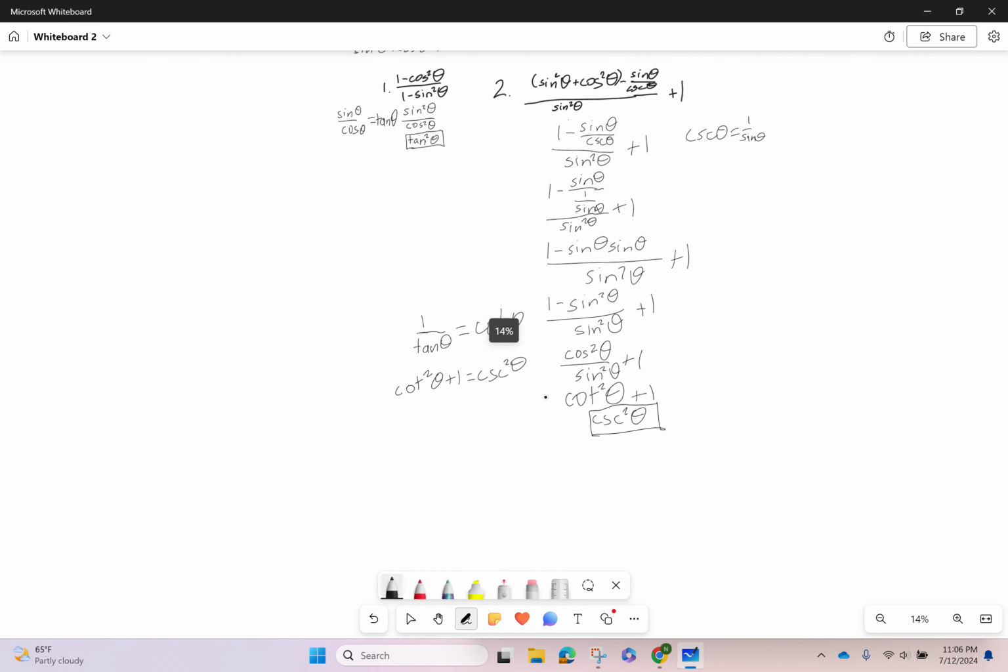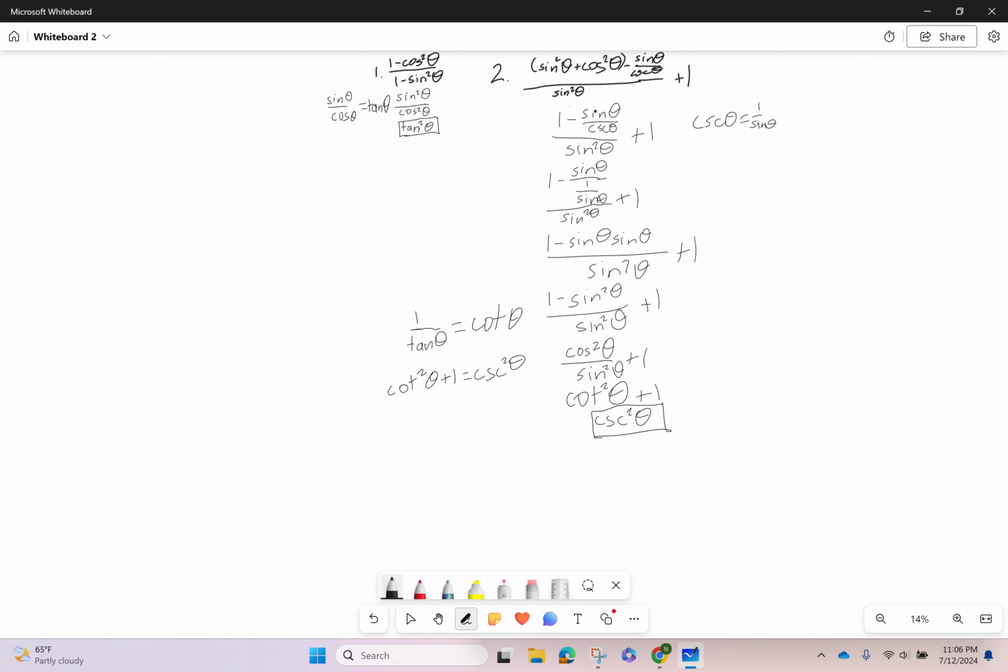So it may have taken a while, shown a lot of work, gone step by step, but if you just know your Pythagorean identities, know reciprocals, know things like that, you can easily get from your initial problem to your end result in the max simplified version.